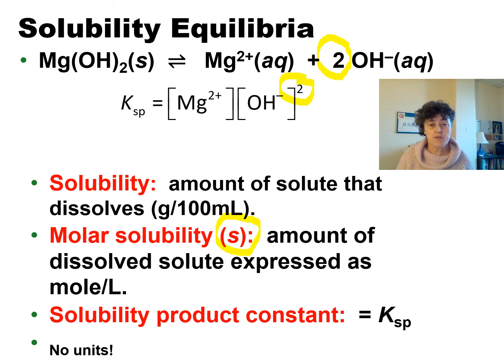Finally, we can use the solubility product to communicate the amount of substance that we managed to dissolve. In general, we can expect that if something is quite soluble, we will find a large number for solubility, a large number for molar solubility, and a large number for solubility product.